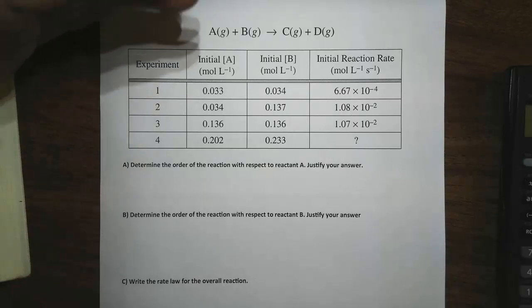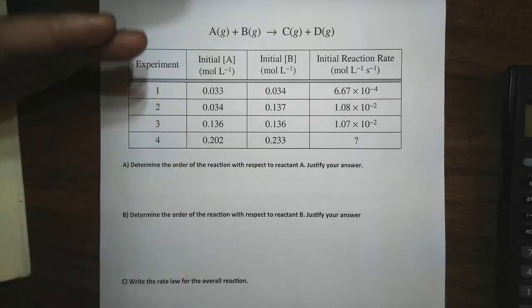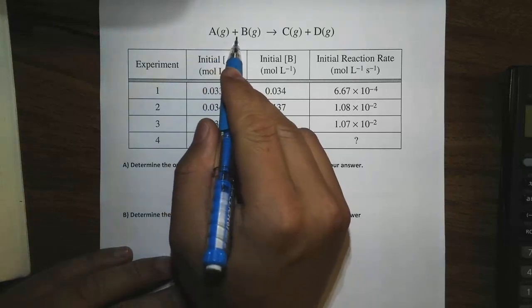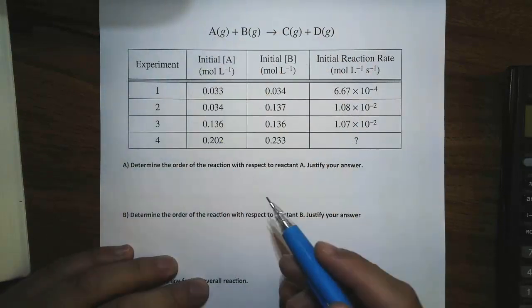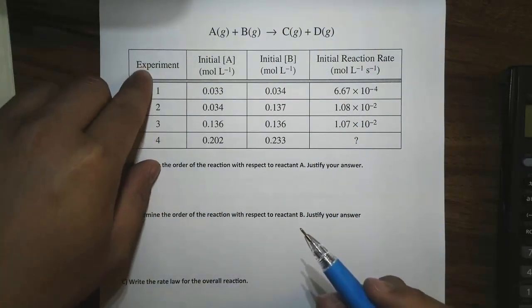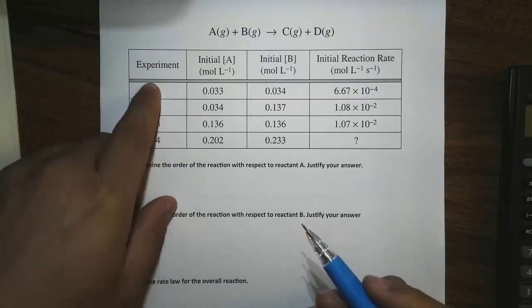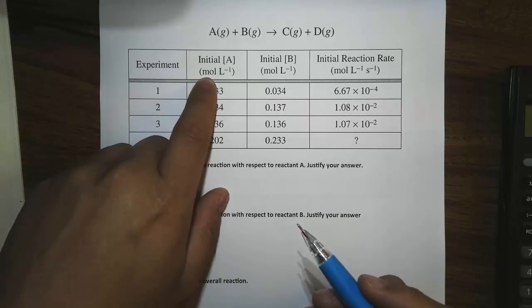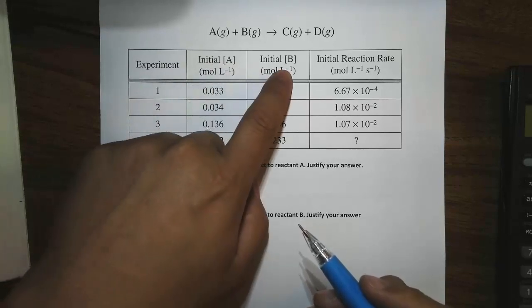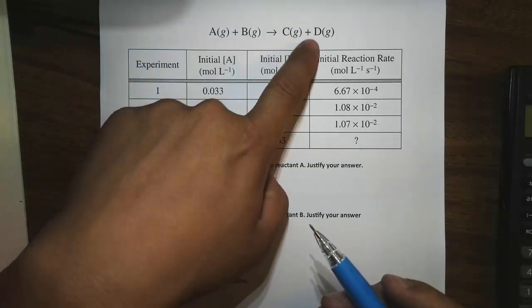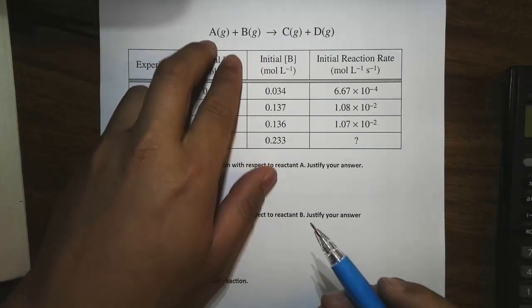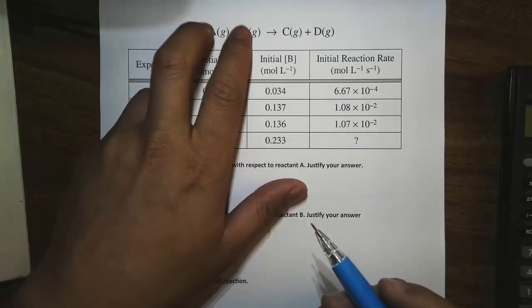Now let's do an example problem together that will include all the topics we just discovered. First of all, it gives us a chemical equation that is describing this chemical process. And we have different experiments, 1, 2, 3, 4, and that will be your trial. Now we have your initial concentration of A and your initial concentration of B. Notice we don't care about C and D, right? Because reaction rate is based on the concentration of the reactant.